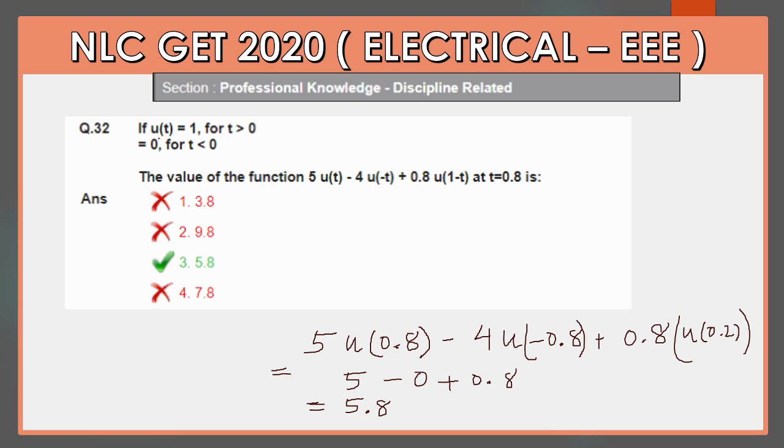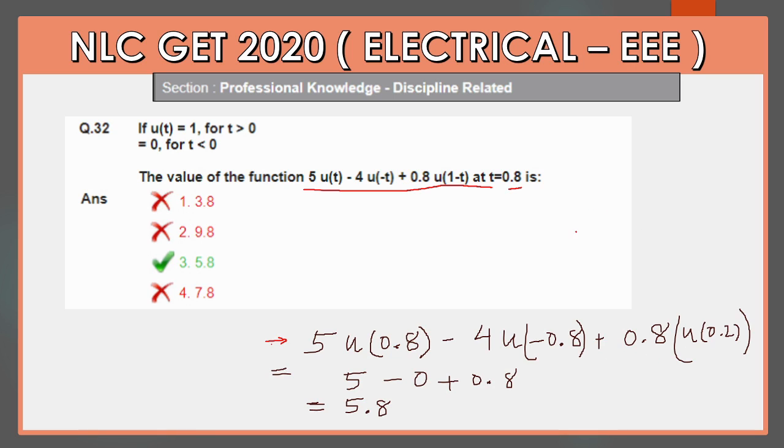Next question, if u(t) equal to 1 for t greater than 0 and equal to 0 for t less than 0, the value of the function at t equal to 0.8 is dash. So in place of t you put 0.8. If you put 0.8, the equation will be 5 u of 0.8 minus 4 u of minus 0.8 plus 0.8 u of 0.2.